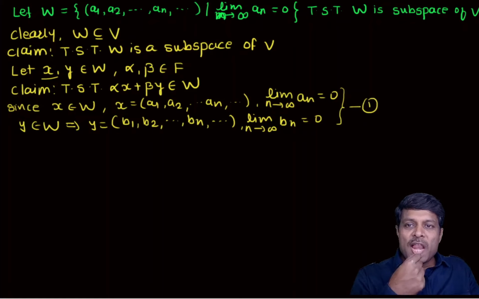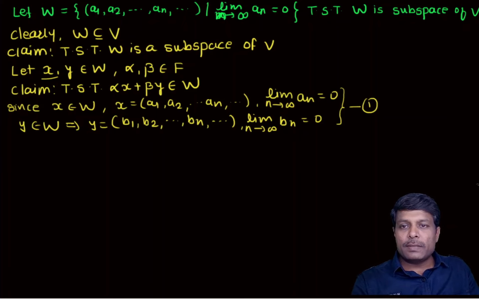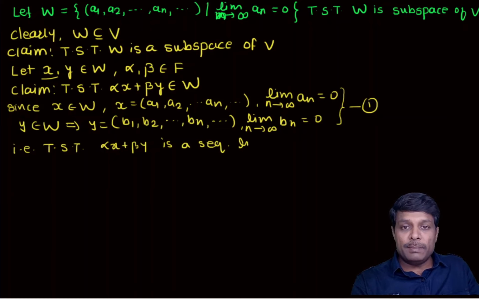Let me call these two limits equation number 1. Okay. Now, I want to show that alpha x plus beta y is a member of W. That is to show that alpha x plus beta y is an infinite sequence, and also we have to show that the limit as n tends to infinity of the nth term of alpha x plus beta y, that is denoted by, suppose, Sn, must be 0.